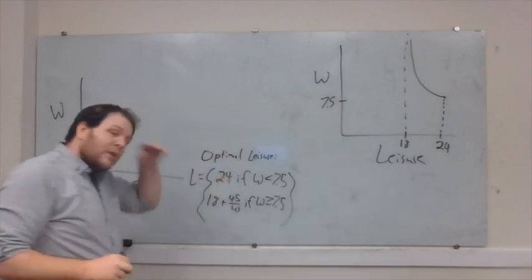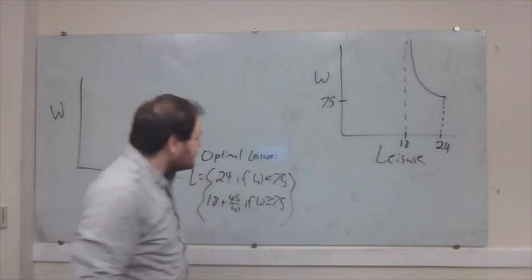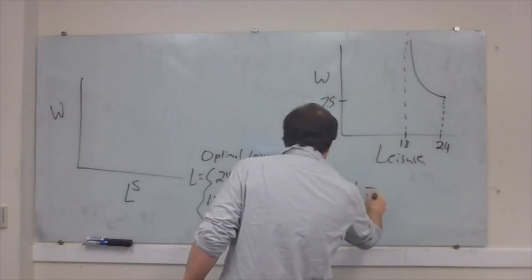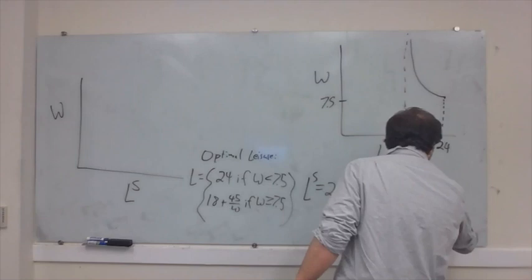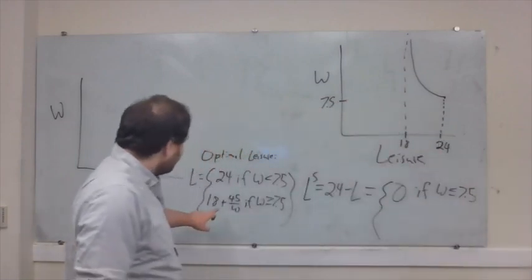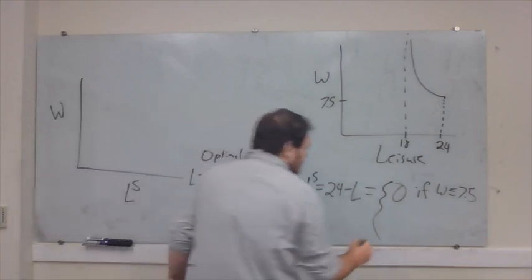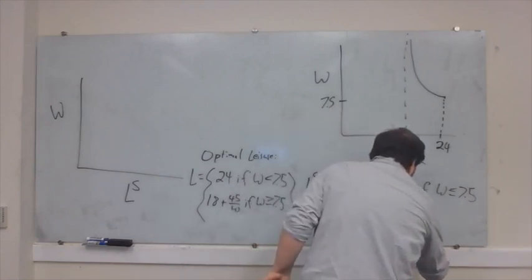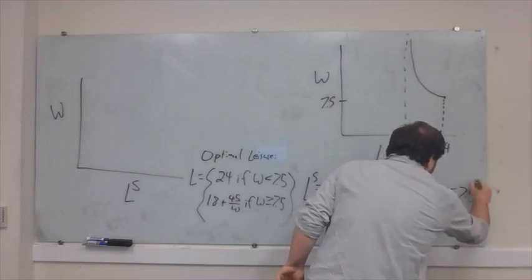So given that, what's our optimal labor supply going to be? Well, as we said, labor supply is just all the time that we don't spend in leisure. So labor supply is going to equal 24 minus L. So this is going to equal 0 if W is less than 7.5, and it's going to equal 24 minus 18 plus 45 over W. 24 minus 18 is 6. It'll be 6 minus 45 over W if W is greater than or equal to 7.5.